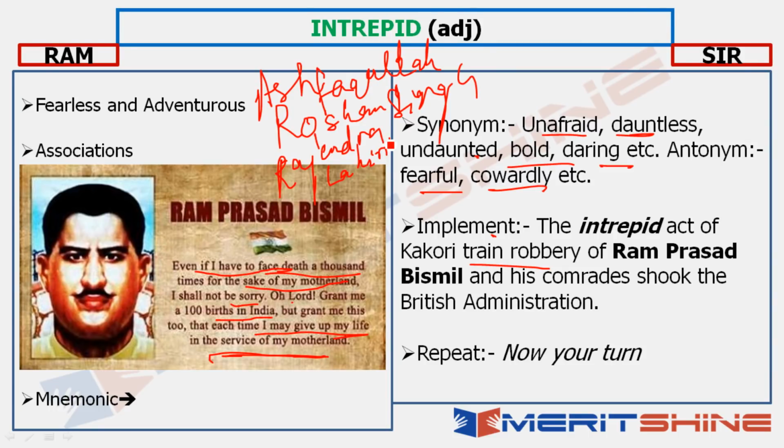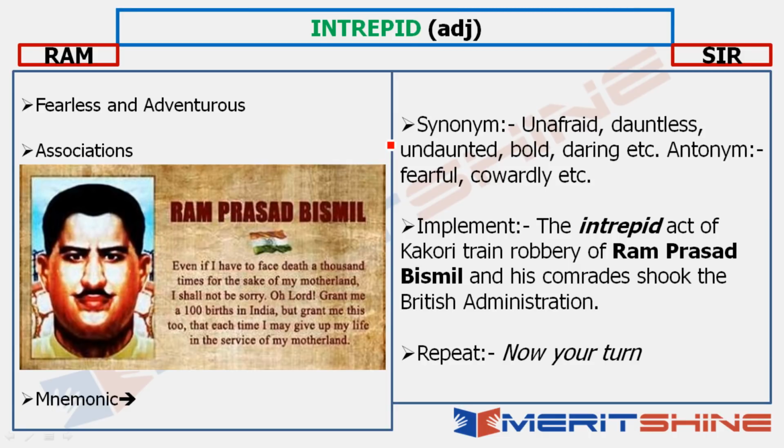This Hindustan Republican Organization later on became the Hindustan Socialist Republican Organization. This happened when Azad and Bhagat Singh were the primary leaders of this organization. Because after Bismil and Ashfaqullah Khan were hanged in 1927, Azad and Bhagat Singh became the main leaders of this organization. Okay.